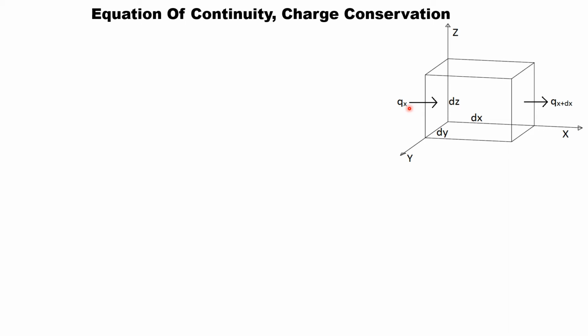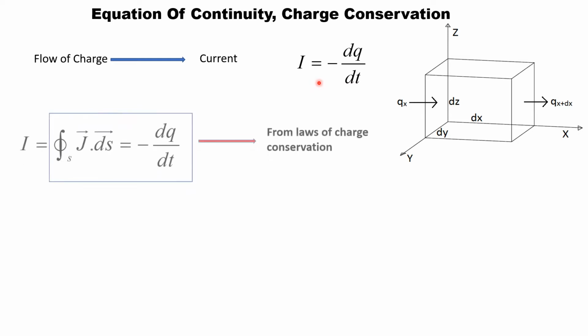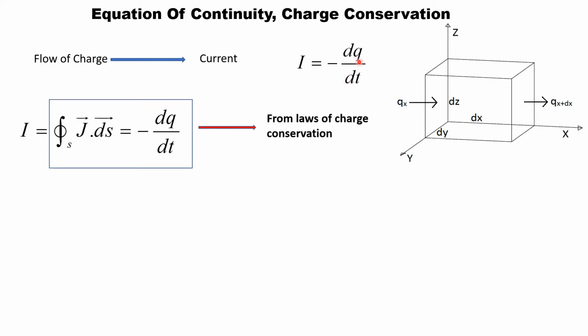So if we flow the charge, this is the charge flow. Charge qx is incoming, and charge q at x plus dx is outgoing from this surface. If there is a flow of charge, then there must be some current, and this current we write as I equal to the time rate of change of charge. And why is there a minus sign? The minus sign is added because there is a loss of charge. The amount of charge incoming is less than the amount outgoing, so there will be a loss of charge. That's why this minus sign has been added.